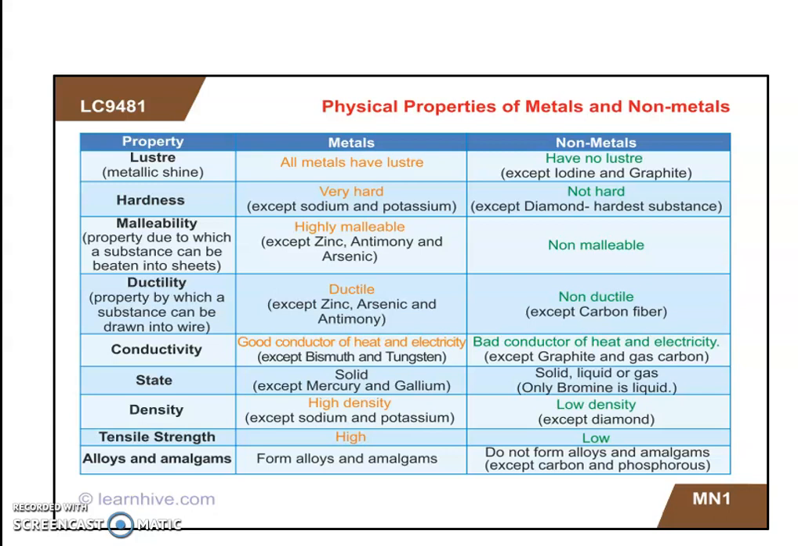Metals are generally observed in a solid state except mercury and gallium. Non-metals can be solid, liquid and gaseous. Density: metals have high density. They are not going to float on the water surface. Tensile strength: metals have very high tensile strength. They are able to carry very high load.